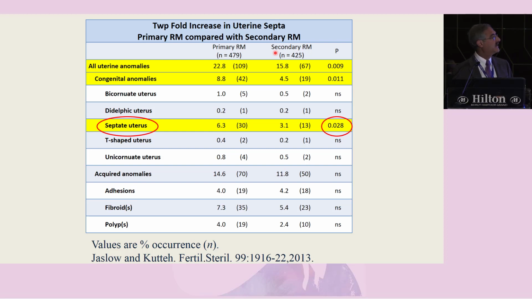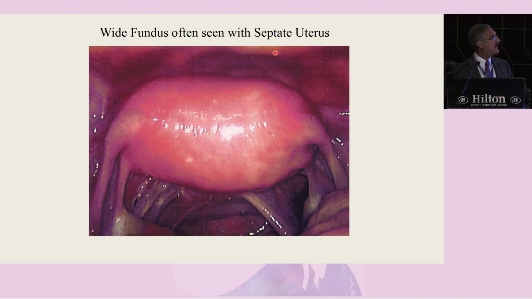Now, this is a case of a woman that had a septum and a history of 3 miscarriages. Sometimes on laparoscopy, first you notice a broad-based fundus. It's wider than you would normally expect. And sometimes you see a blanching area. It's a little bit lighter in the middle here. This can suggest there's an underlying septum.